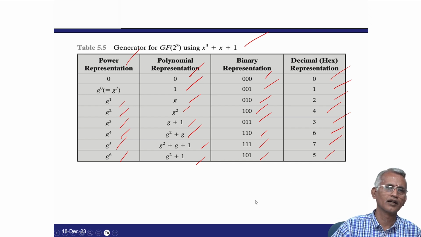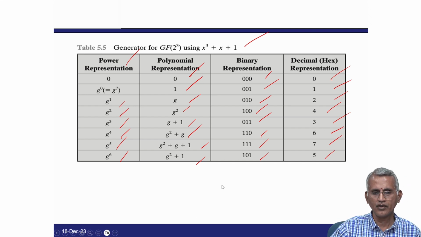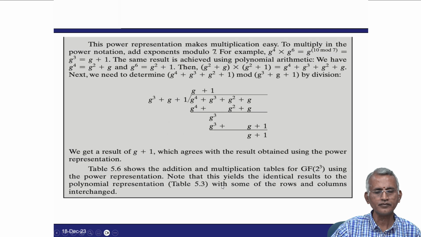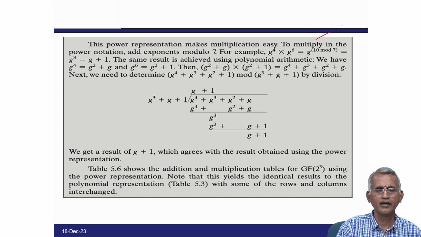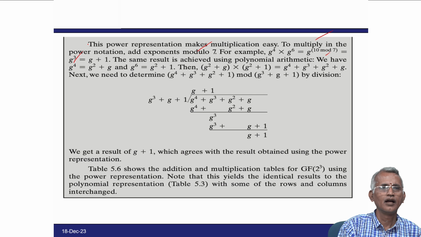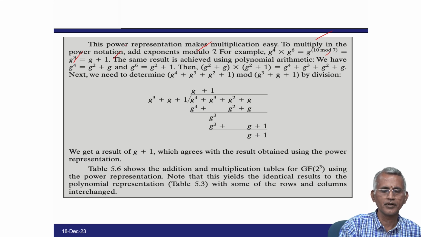So, this way we can represent the generator of GF of 2 cube, and we can do multiplication with the help of the power notation: multiply by adding the exponents modulo 7. For example, g power 4 into g power 6 is g power 4 plus 6, which is 10 under modulo 7. So, 10 under modulo 7 is 3, therefore g cube, and g cube is equivalent to g plus 1.